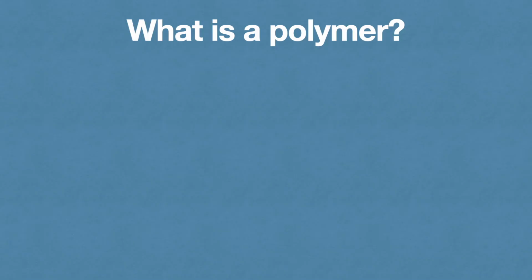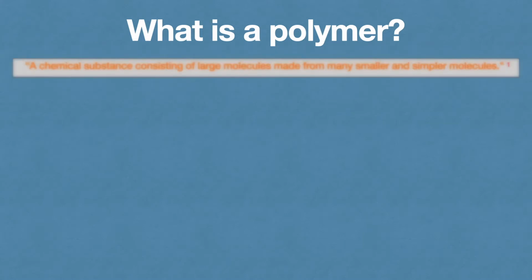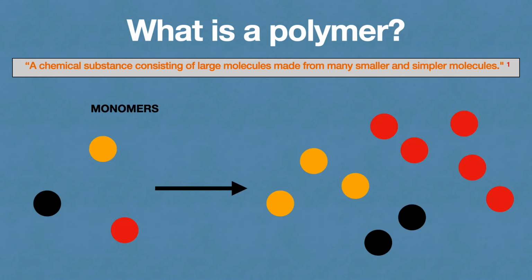So the first thing you probably want to know is what is a polymer, because it's pretty important to this topic. A dictionary definition is that a polymer is a chemical substance consisting of large molecules made from many smaller and simpler molecules. To illustrate this, here you've got a selection of monomers.